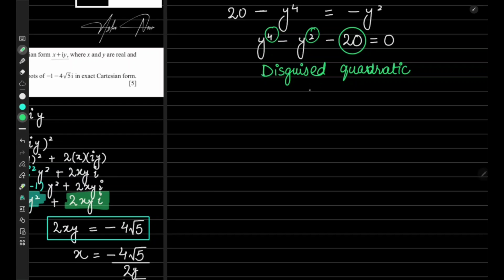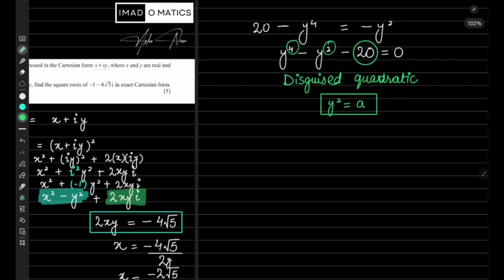So again we can use the same substitution way. If you want to, you can substitute y squared equals a. In the previous question of trigonometry, I showed you how to solve any disguised quadratic, or any higher power, with a different variable. If you have a quadratic, that is how to solve it by substitution.